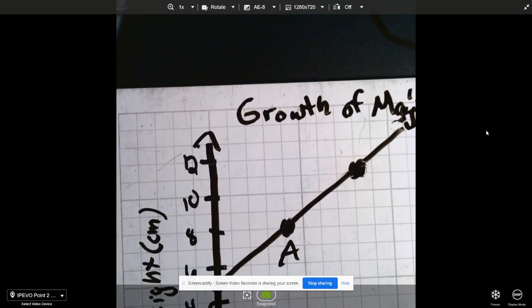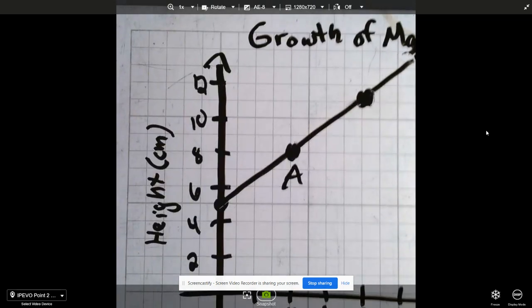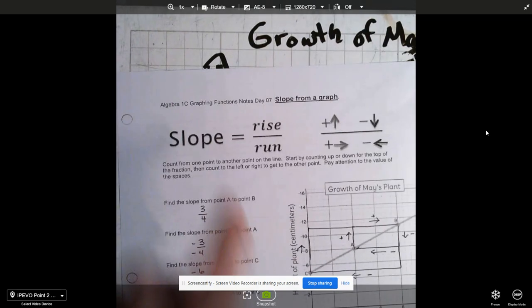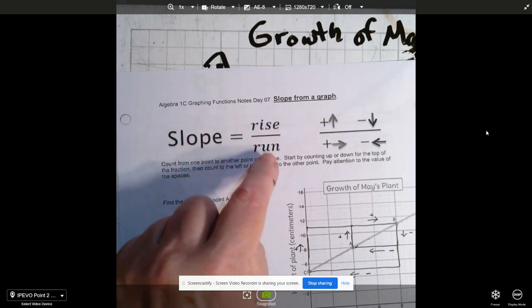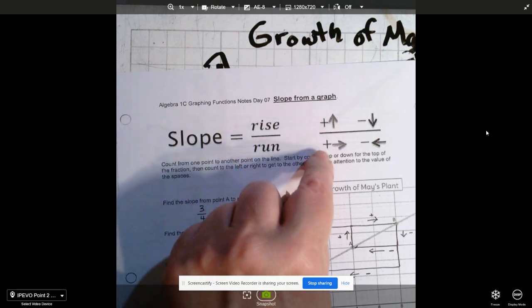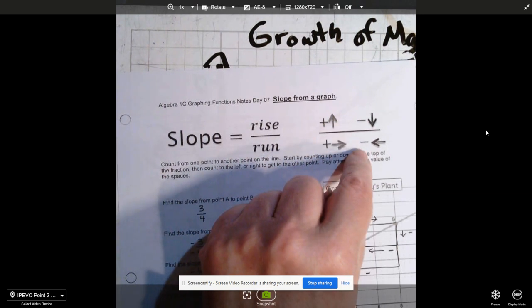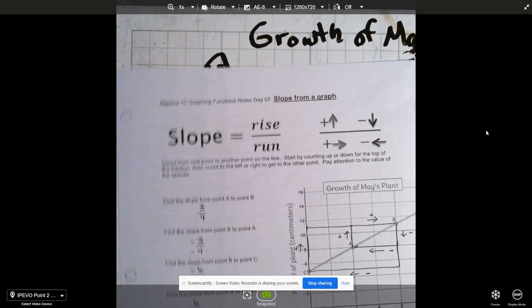All right, so this is day 7, and this is slope from a graph. So your slope by definition is what they call your rise over your run. So it's how far do you go up compared to how far do you go to the right. But it also could be how far do you go down and how far do you go to the left. So we'll take a look at both of these cases.